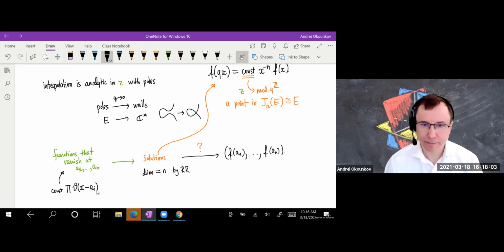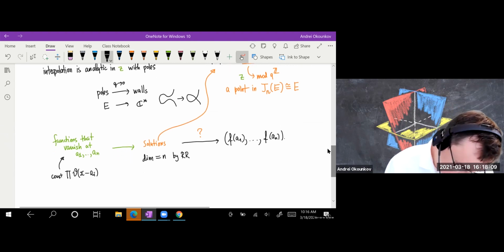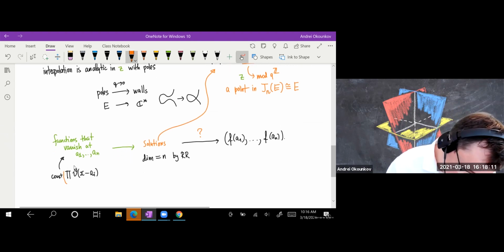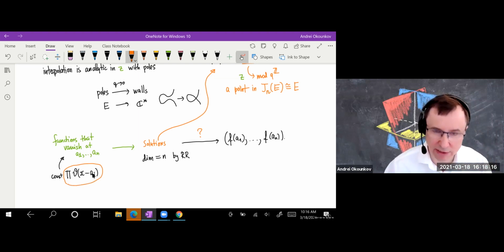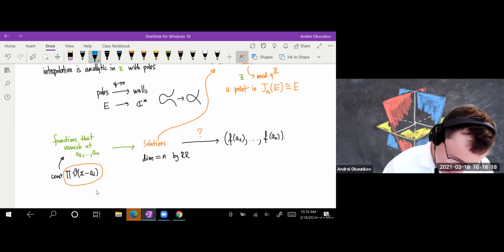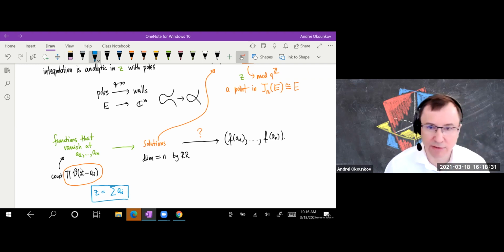Right? So the question is whether this object here is a section of, what is the parameter z for this particular function. So this means this is not a section of the line bundle I want unless z is equal to the sum of a_i. When this sort of resonance condition is satisfied, this is a section of the line bundle that I want.